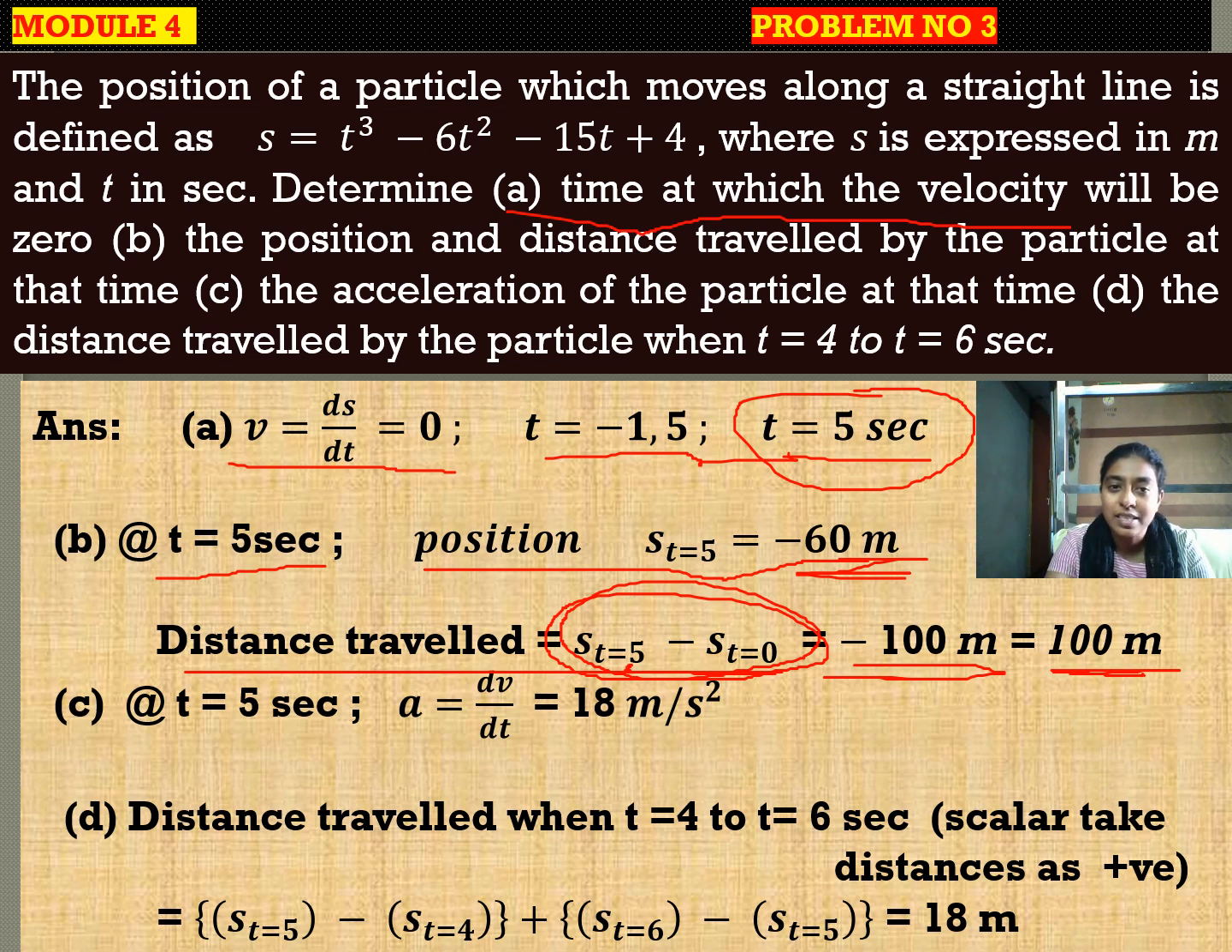Now part C is the acceleration of the particle. So at t is equal to 5, substitute in the formula for acceleration, and we will get acceleration is equal to 18 meter per second square.